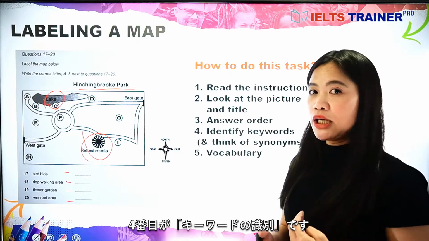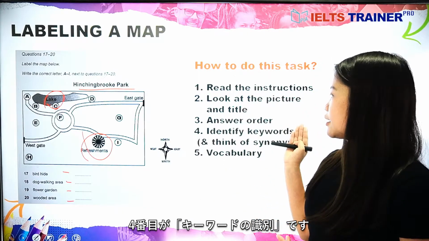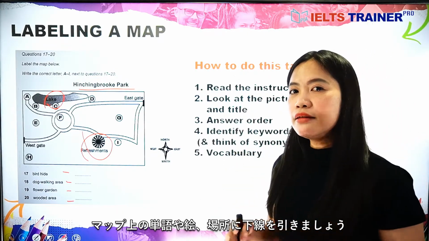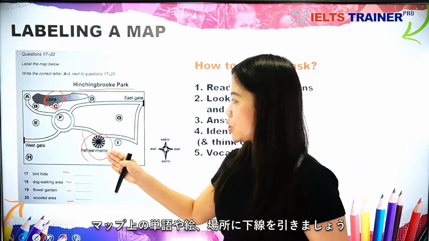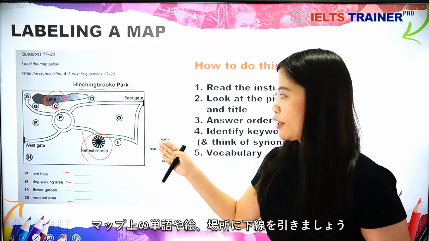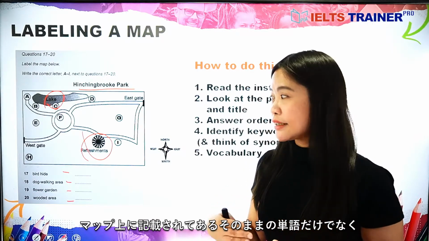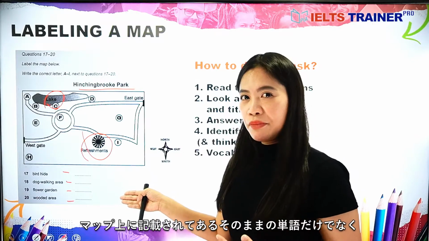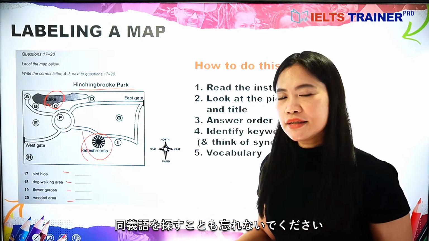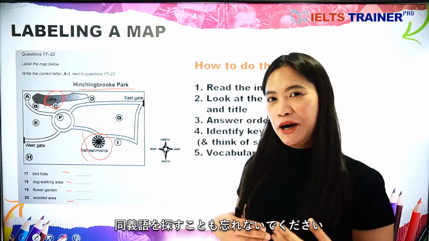And the fourth thing you need to do is to identify keywords. Simply underline the words or pictures or places on the map and remind yourself that you are not only looking for exact words on the map, but words and phrases that have similar meaning.